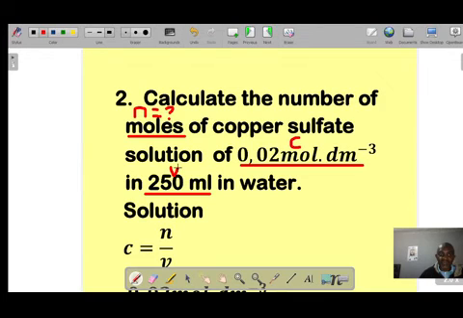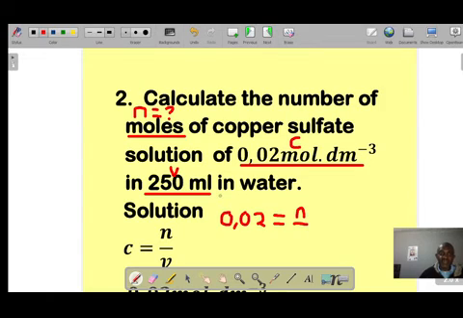This is my volume here. What does the formula say? C equals n over V. But I want the number of moles and I have my C. So the C is what? 0,02. So I will say that 0,02, yes, that's my concentration, equals to the number of moles which I'm looking for, that's small n, divided by what?